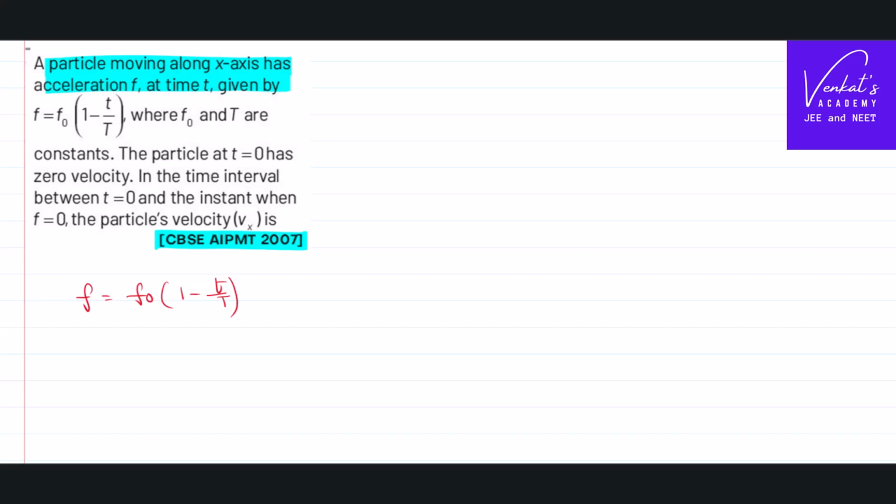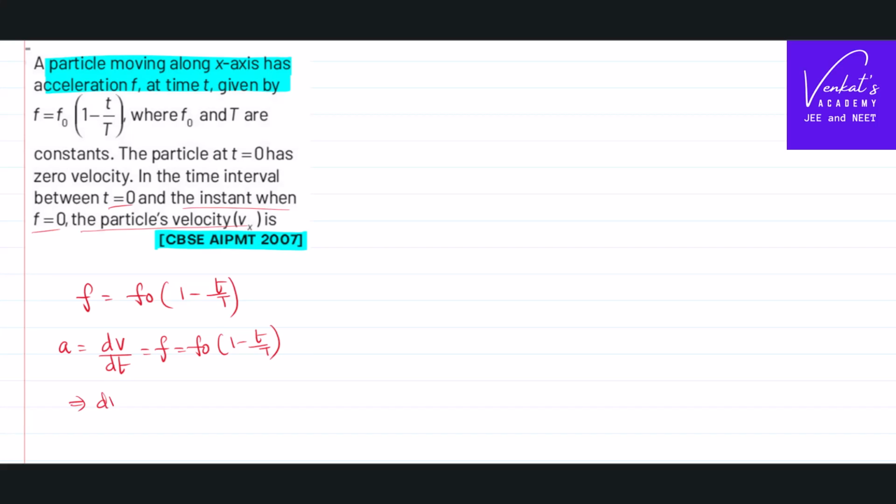At t equal to 0, the particle has zero velocity. We will come to that a little later. In the time interval between t equal to 0 and the instant when f equal to 0, what is the particle's velocity? So the first thing I need to do is get velocity from this. Acceleration can be written as the rate of change of velocity, dv by dt. That is given as f, equal to f naught (1 minus small t by capital T).